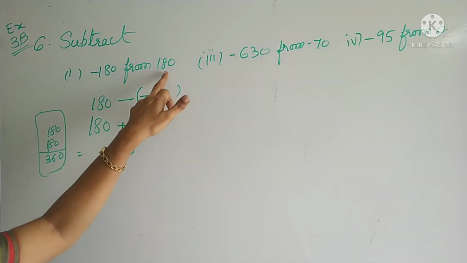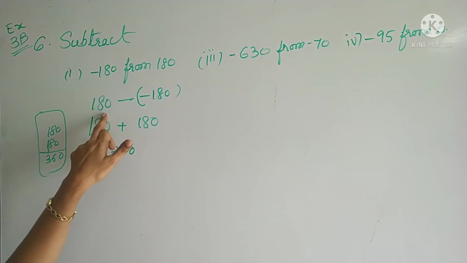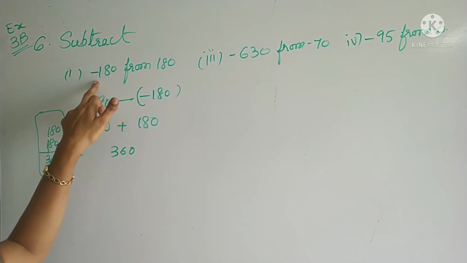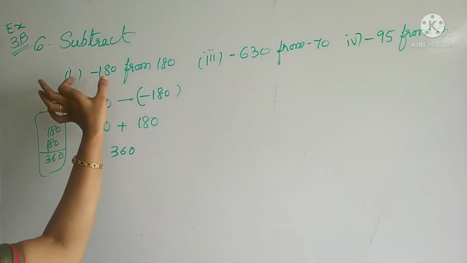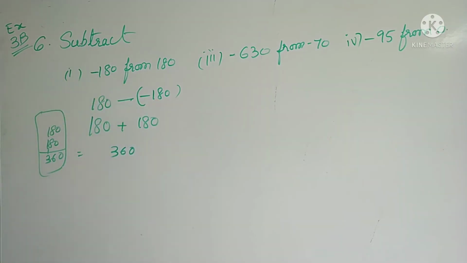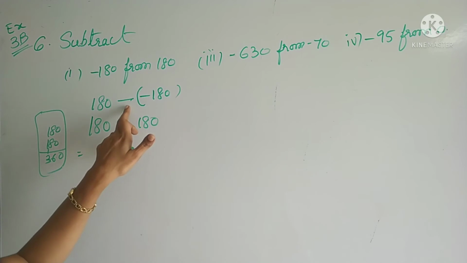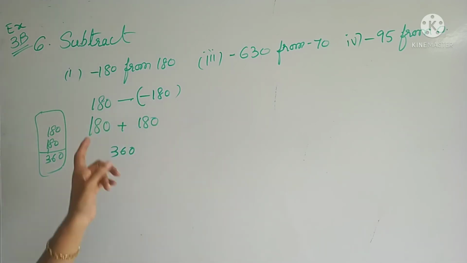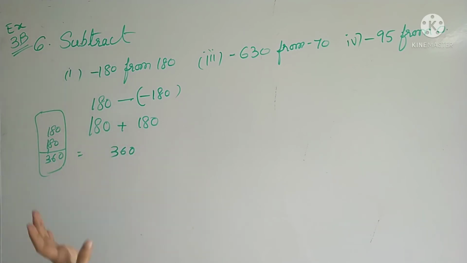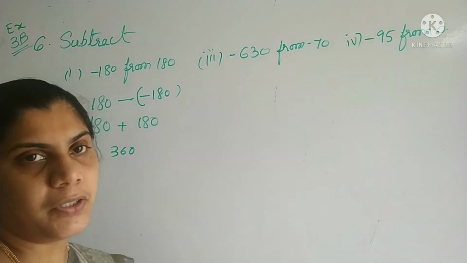Always, whatever number comes after "from", you have to write first. From this number you have to subtract the first number. The subtraction symbol is minus. So whatever they have given as the first number, write down as it is. Then do the calculation. In the brackets you also have a sign, so you have to multiply the signs. Minus into minus will become plus. Now you can add as usual.